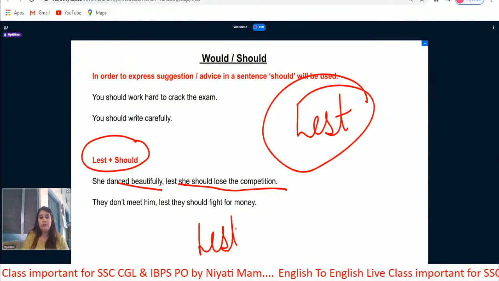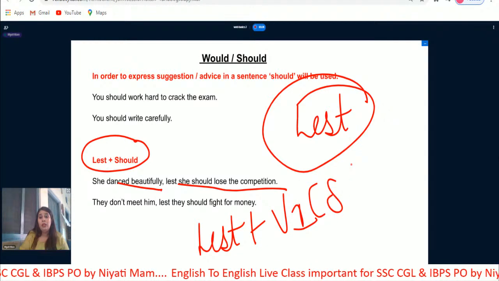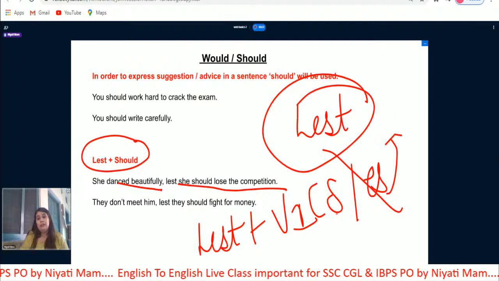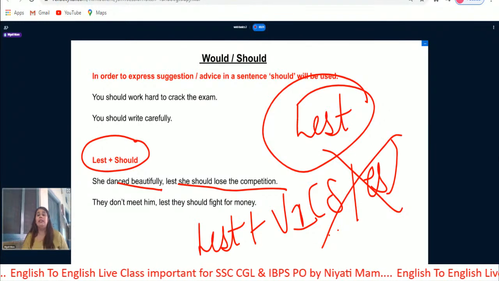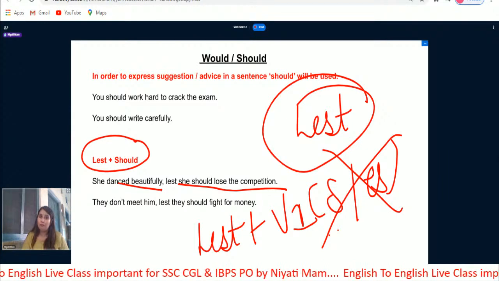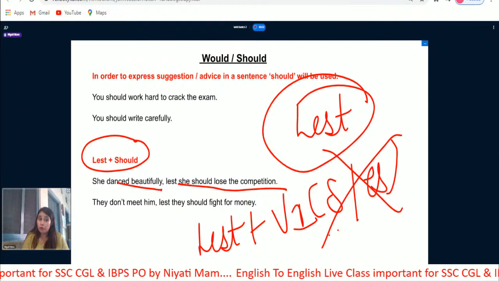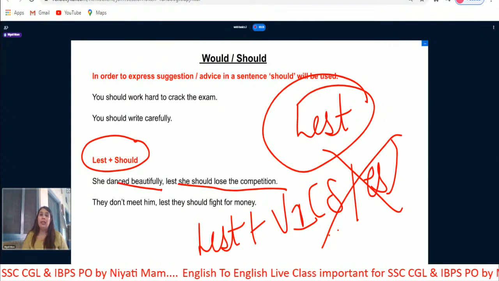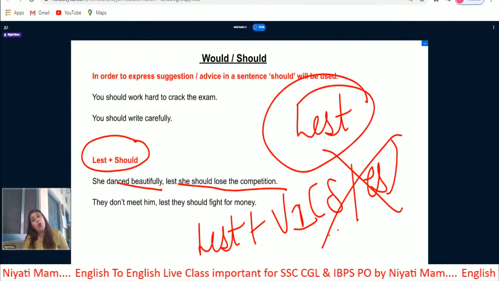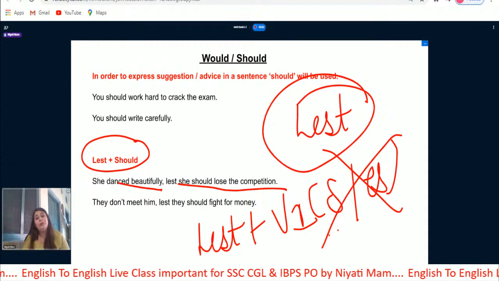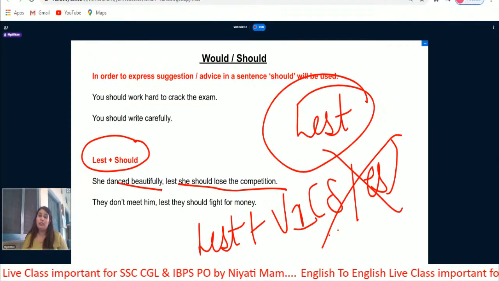I have only mentioned lest plus should here, but you need to remember one thing. Either we can use V1 without S or ES, that is the base form of the verb, with lest, or you can use should with lest. Either you can say she danced beautifully lest she lose the competition, or you can say she danced beautifully lest she should lose the competition.